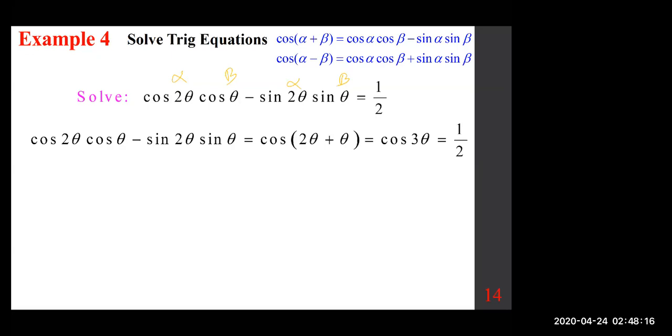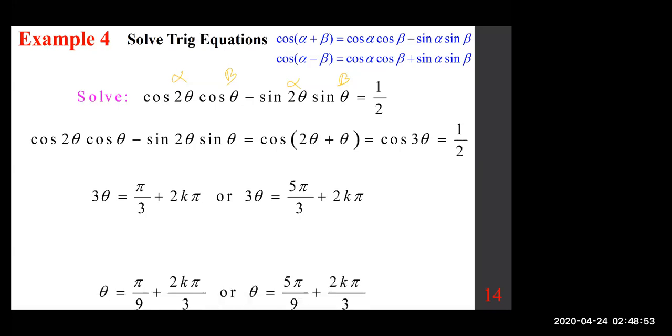Cosine 3 theta is 1/2, okay? That means 3 theta is pi over 3. In the first quadrant, cosine is positive, and also in which quadrant, class? One more quadrant. Cosine is positive in the first and the fourth. Therefore it is also 5 pi over 3. We add 2k pi. And by the way, when they say solve and they don't say from 0 to 2 pi, that means all solutions. You divide by 3. This is the answer.